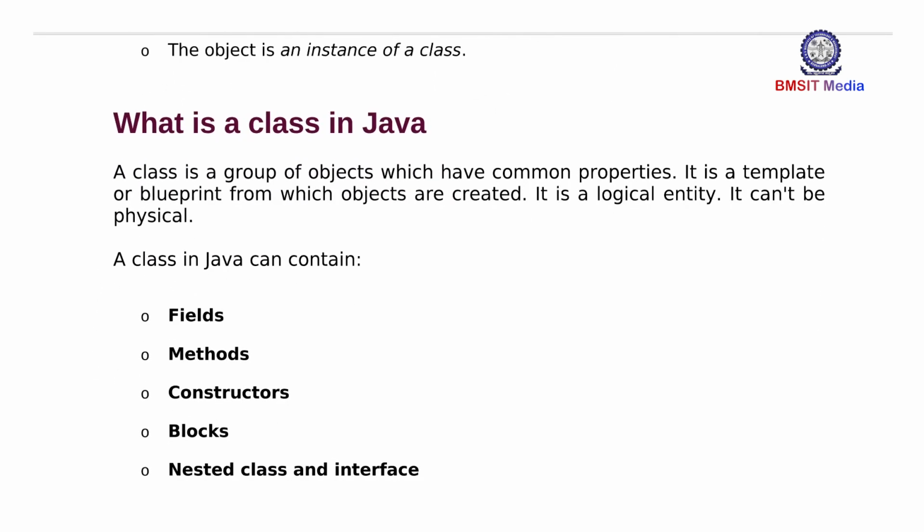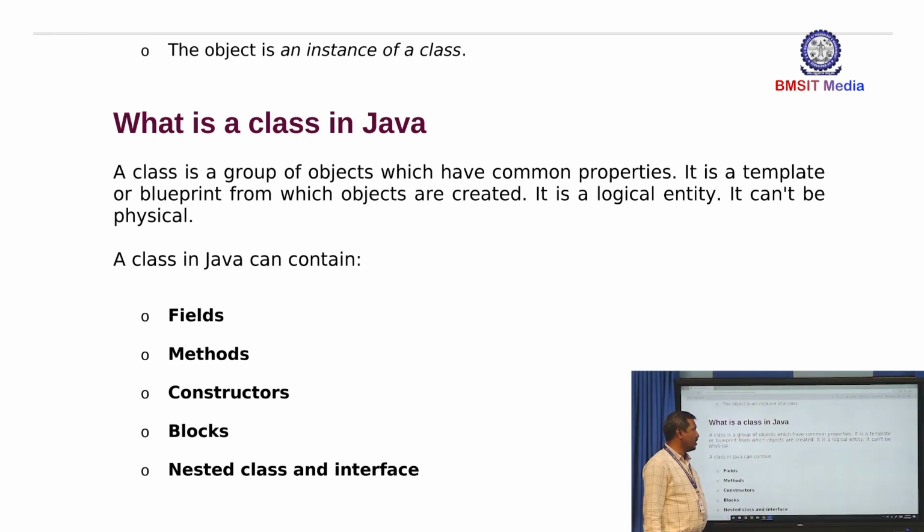A class is a group of objects which have common properties. That is the main definition of a class. It is a template or a blueprint from which objects are created. If I want to create any object, some template has to be followed, some blueprint has to be followed. That is called a class.